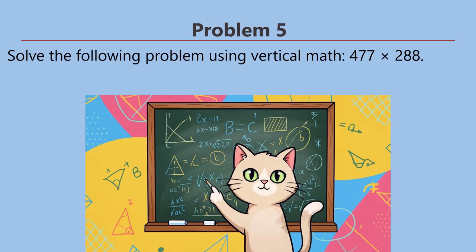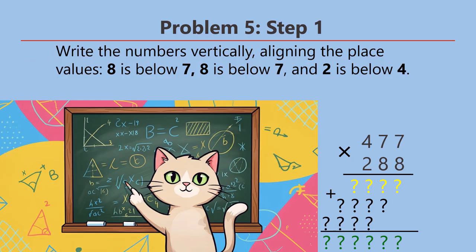Problem 5. Solve the following problem using vertical math. 477 times 288. Step 1. Write the numbers vertically, aligning the place values. 8 is below 7, 8 is below 7, and 2 is below 4.